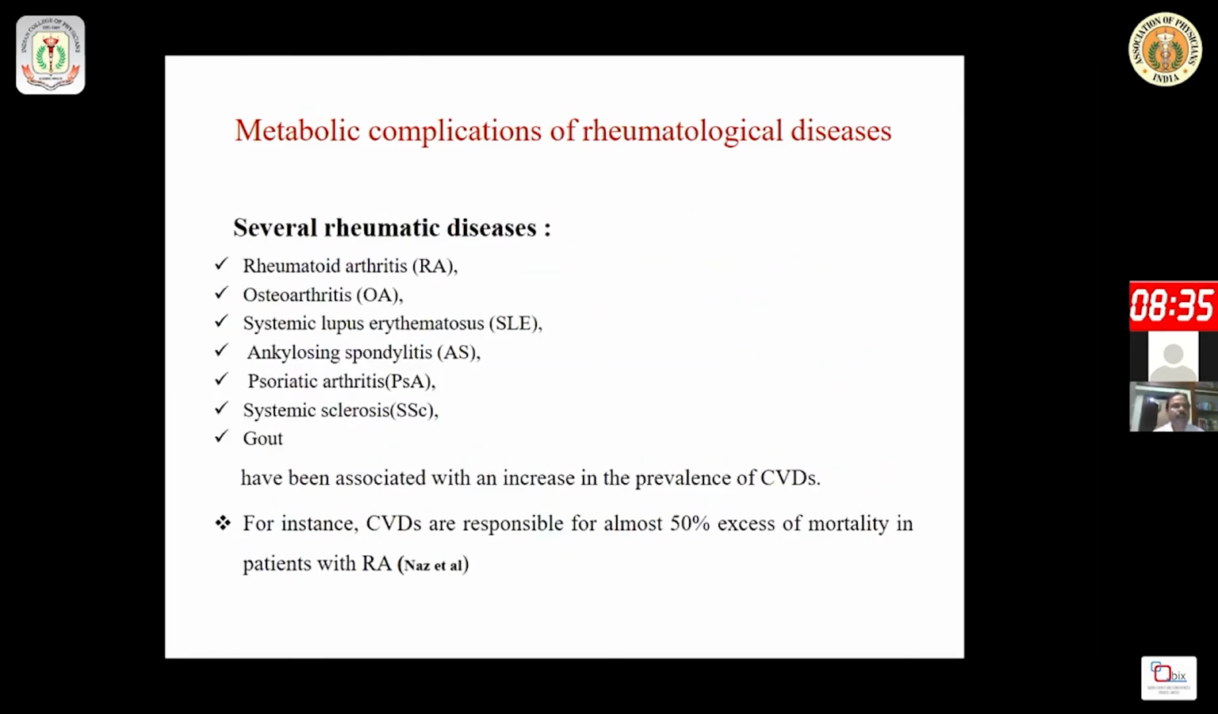Among the various rheumatic diseases, several, like rheumatoid arthritis, osteoarthritis, systemic lupus erythematosus, ankylosing spondylitis, psoriatic arthritis, systemic sclerosis, and gout, have been associated with an increased prevalence of CVD. For example, CVD is responsible for almost 50% of excess mortality in rheumatoid arthritis. Next.